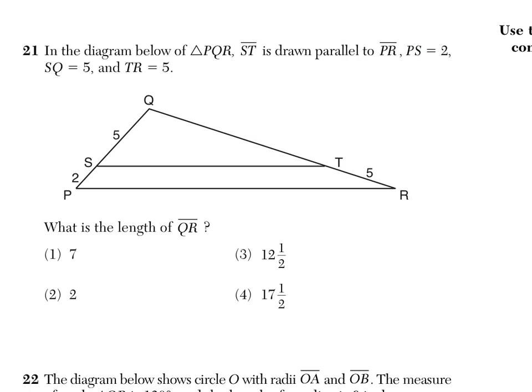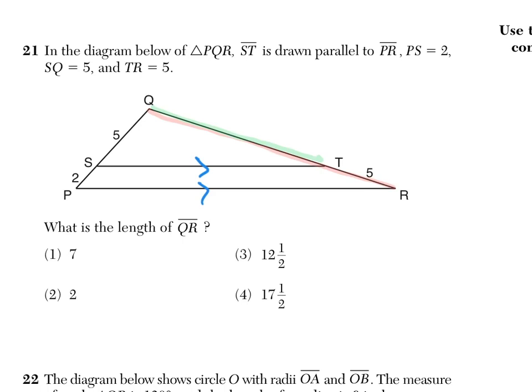Question 21 says, in the diagram below, triangle PQR, ST is drawn parallel to PR. So I'm going to indicate that like so. And it says PS is 2, and we see that SQ is 5, TR is 5. Our objective is to figure out what is the length of QR. But what do we not know? We do not know what QT is. We're going to need to set up a proportion. So how can we do that?